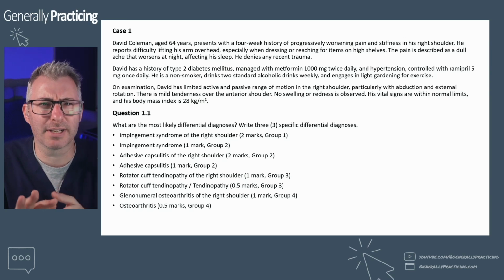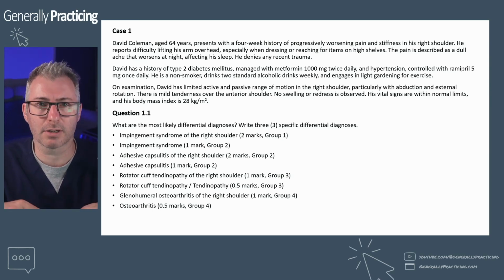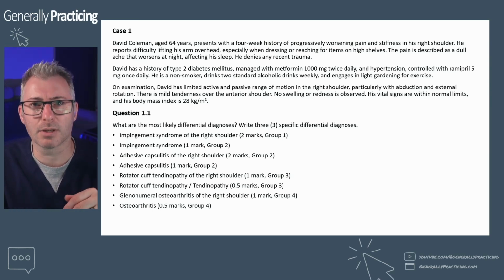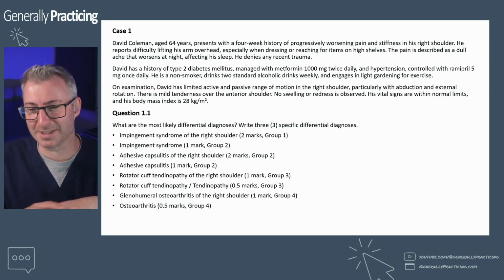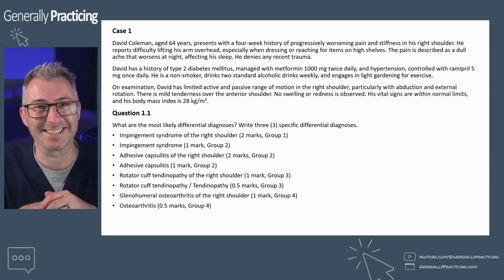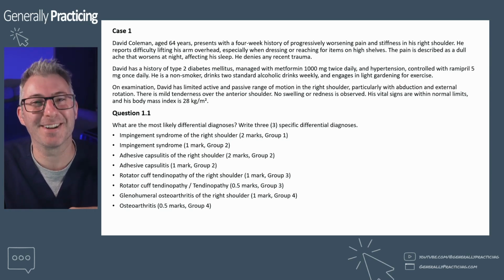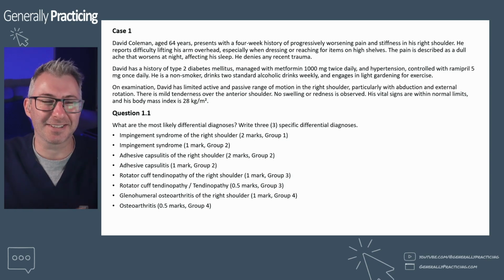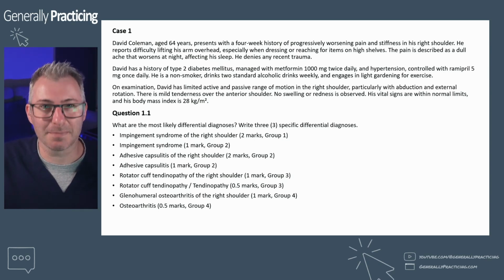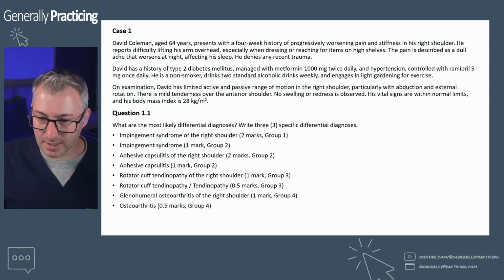Now, I should point out actually there, impingement syndrome should be group 1 at the top there. That's a typo on my behalf. Rotator cuff tendinopathy of the right shoulder versus rotator cuff tendinopathy, or just tendinopathy would probably be less marks again. Glenohumeral osteoarthritis of the right shoulder. This is why we use so many abbreviations. We get tongue-tied ourselves. Of the right shoulder, 1 mark versus just saying osteoarthritis, probably only half a mark there.